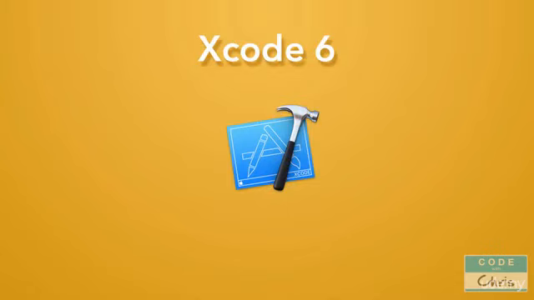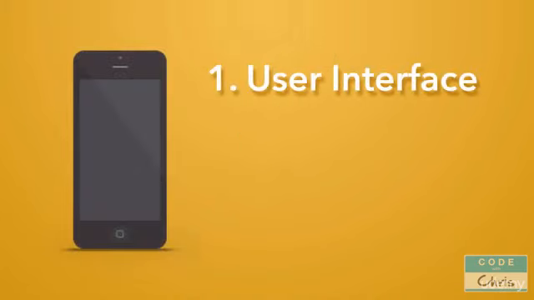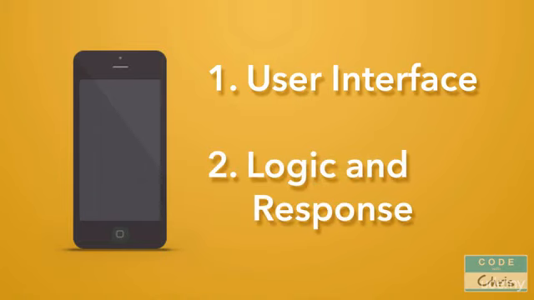So what does this Xcode program allow you to do? Well, if you think about an app for a second, at the very basic level, it consists of two things. The first thing being the user interface. That's what the user sees on the phone and what the user interacts with. And the second thing is all of the logic and response that happens in response to the user interacting with the app.